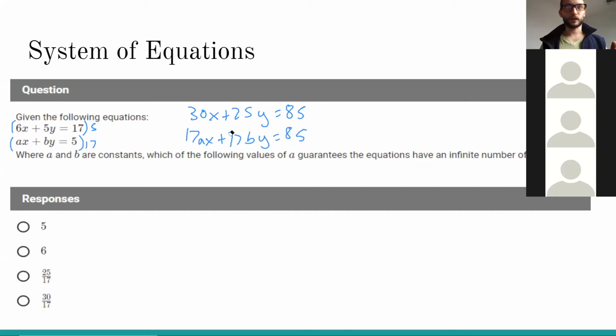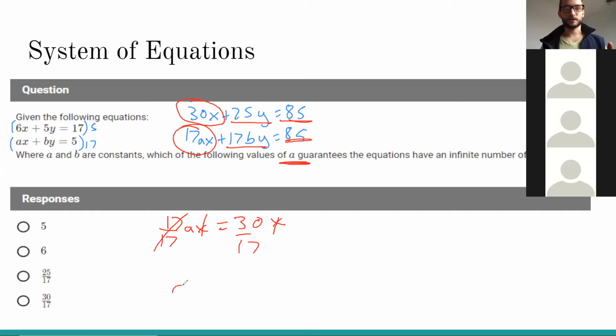The reason why we did that is because we want all the numbers and everything to be the same. So here we have 85, here we have 85. The 25y and 17by are the same, so they want to know what is the value of a. So we know 30x and 17ax are going to be equal to each other. So 17ax equals 30x. We can get rid of the x and then divide by 17 on both sides. So we get a is equal to 30 over 17, which is D.